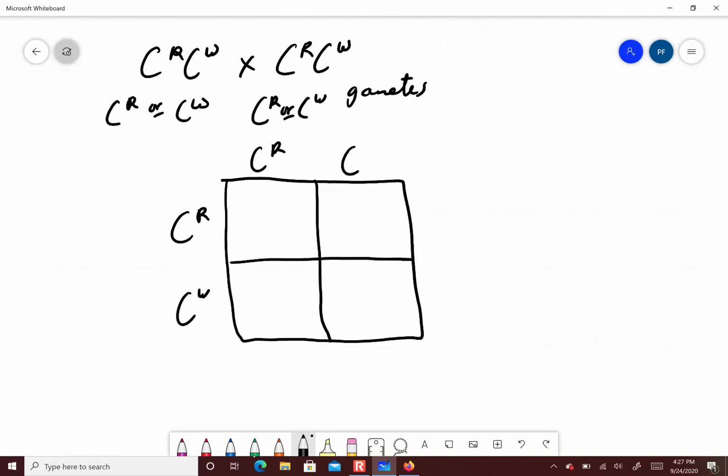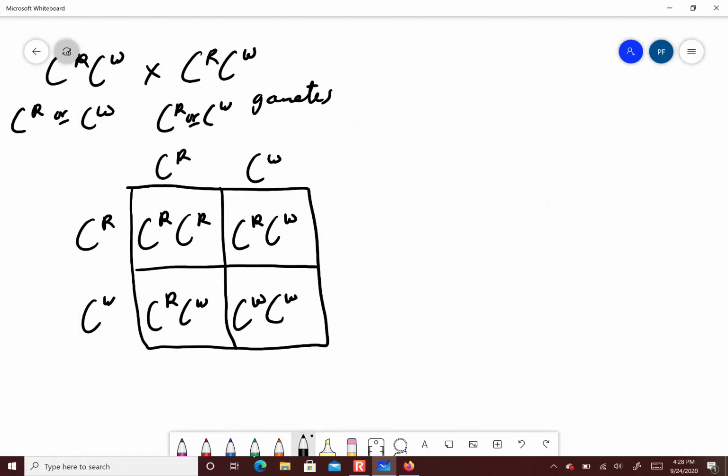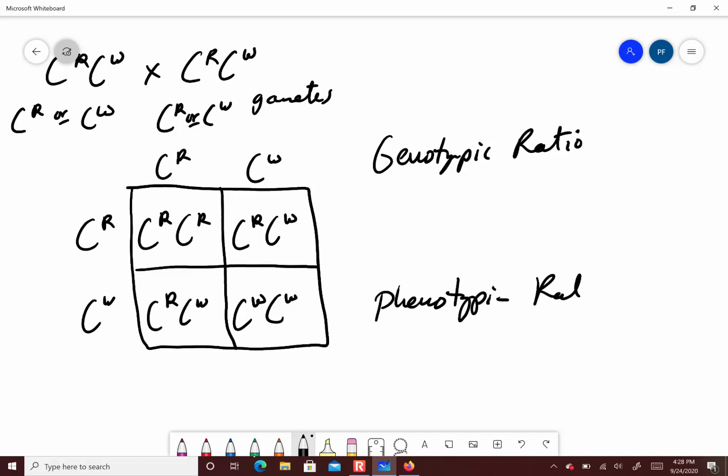All right, one set of gametes per row, the other set per column. Matching columns with rows. And then we're going to do our two ratios. So list all possible genotypes.